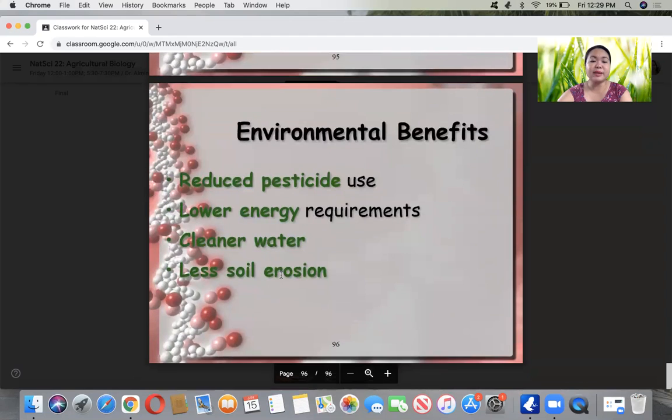And for environmental benefits, we have reduced pesticide use, lower energy requirements, cleaner water, and less soil erosion.